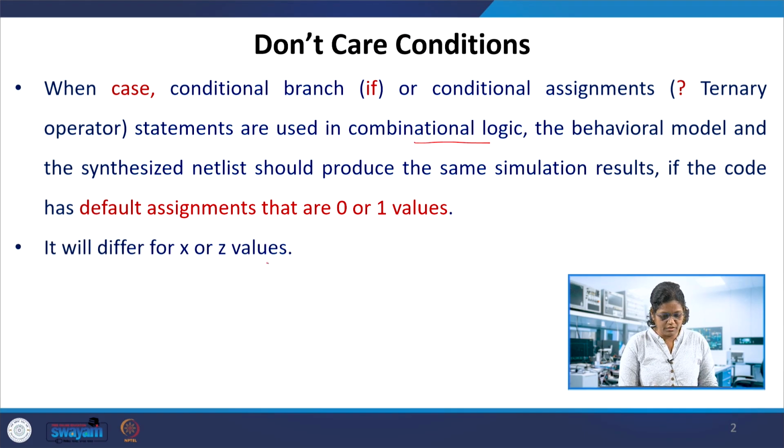Suppose it is not specified, it will differ for x and z values. Suppose we have x specified somewhere in the default case, or z specified, then the simulation results won't be the same. So, x and z are the don't care and the high impedance states. In the simulator you get x as x itself, and z is going to be z. Whereas in the synthesis process, how do these two get changed?